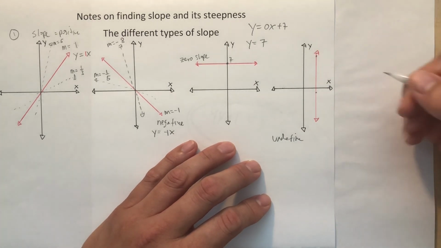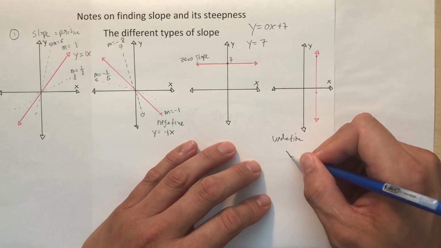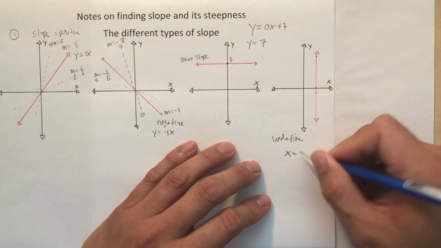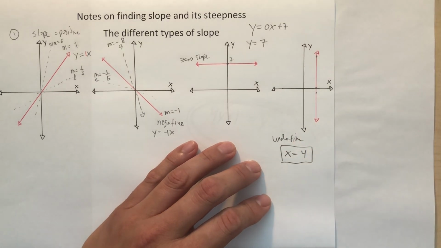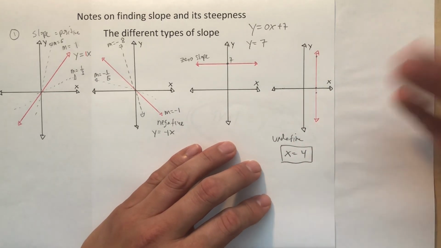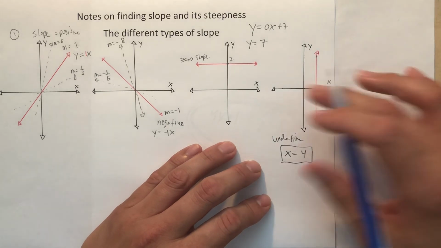An undefined graph is something like x equals, let's say this point here is 4. So this is an equation for an undefined graph. That means the slope doesn't even exist.